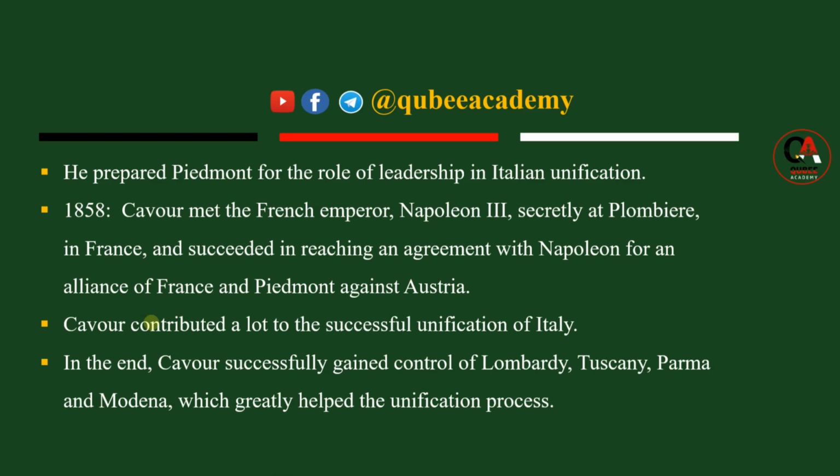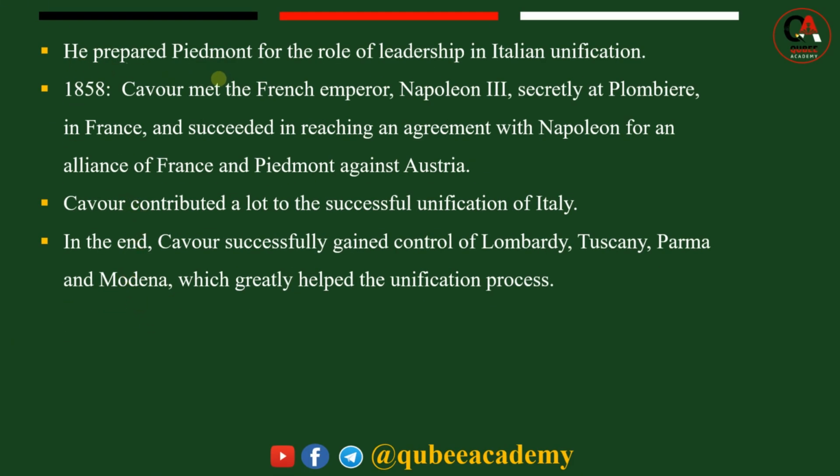What's the role of Cavour? Cavour prepared the Piedmont for the role of leadership in Italian unification. Italian unification was led by the independent state called Piedmont Sardinia, or the Kingdom of Piedmont. This was also because of the role of a person called Cavour. According to Cavour, Piedmont had a constitution as well as a parliament and was an independent state. Because of this, Piedmont could lead the process of unification of Italy.